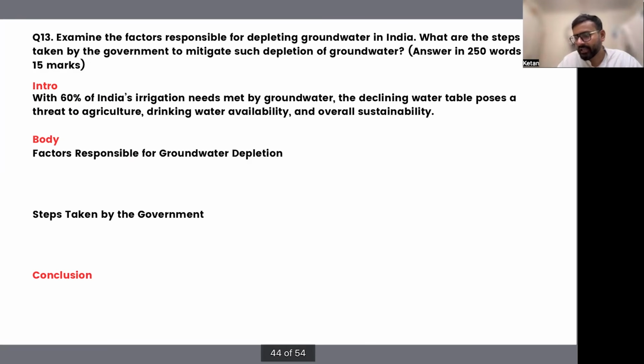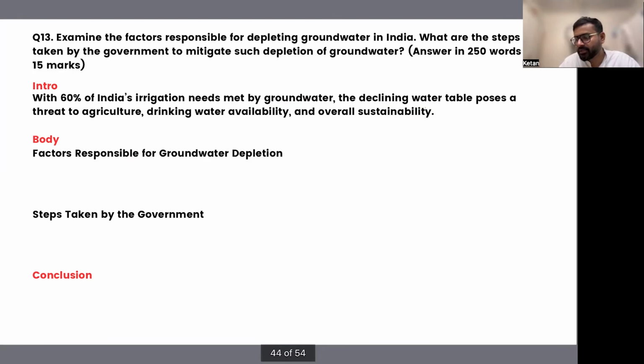And if you have some data, again, that will be very useful. So you can start with 60%. If you have this data, well and good. 60% of India's irrigation needs are met by groundwater, be it tube wells or bore wells or open wells. 60% of the irrigation is met by groundwater. And a declining water table poses a threat to agriculture also, a threat to our drinking water availability and overall sustainability. So that's a very short introduction you can write. It also sets the context for the question: why depleting groundwater is such an important issue for India.